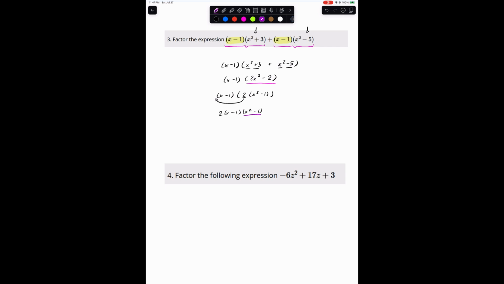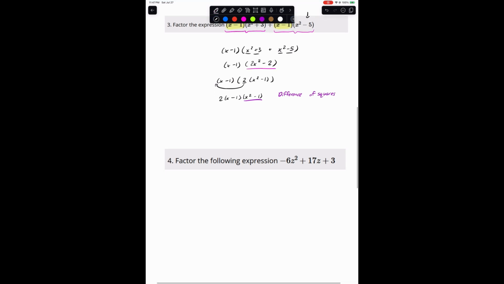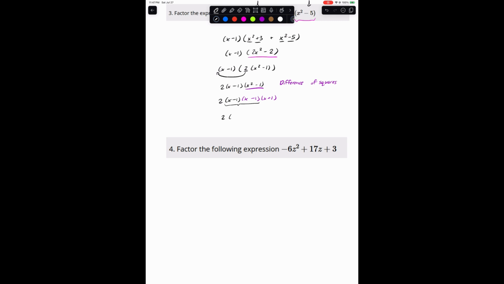But from here, you can see this is a difference of squares. So we can factor this out even more: 2, x minus 1, x minus 1, x plus 1. I'll write in purple so you can see. These are the same factors, so we can combine them. That is, x minus 1 squared, x plus 1. And that is our answer for number 3.